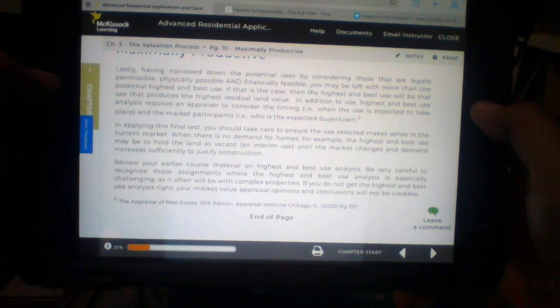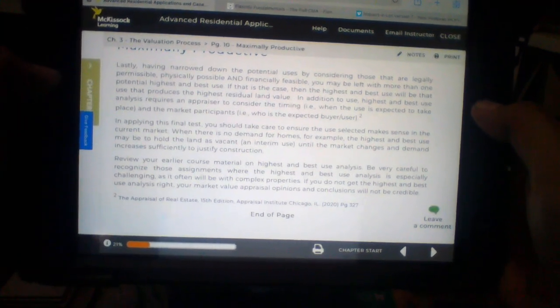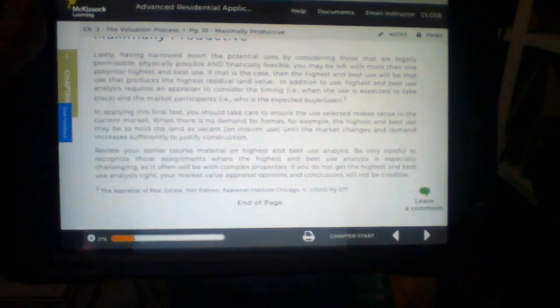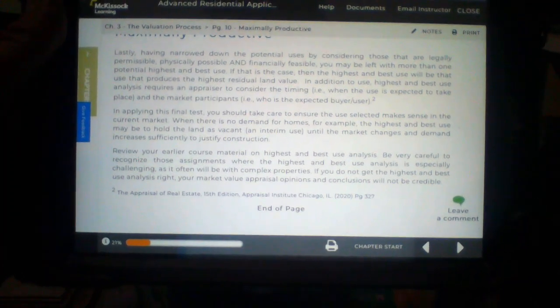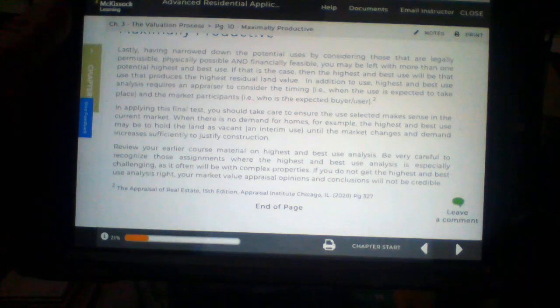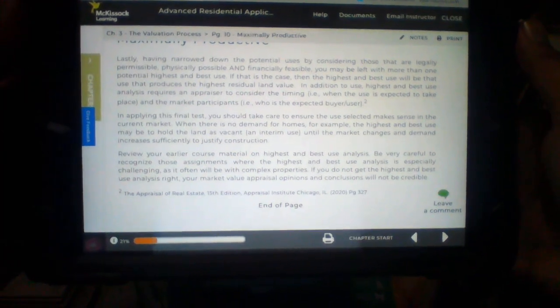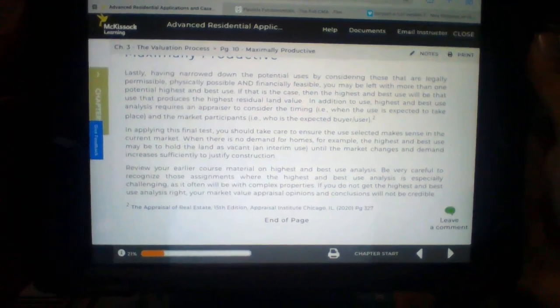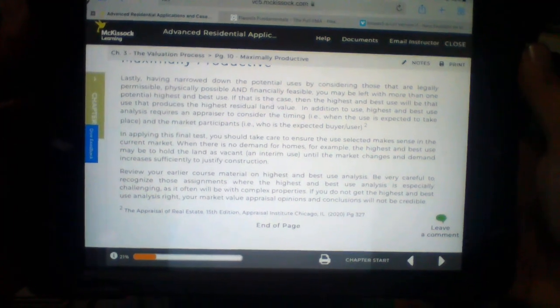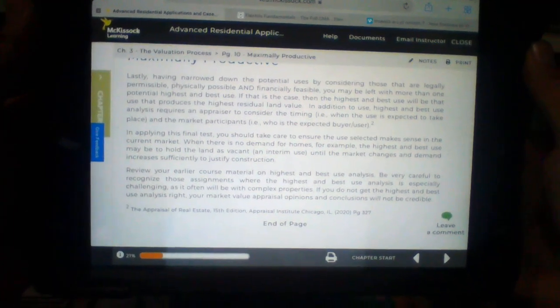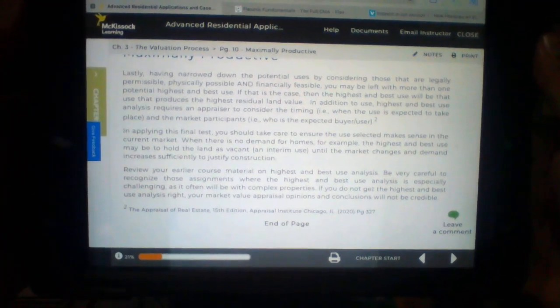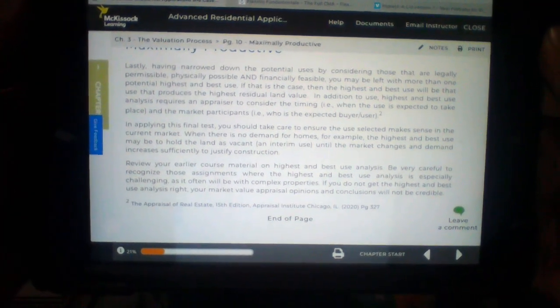For instance, when the use is expected to take place, and the market participants, for instance, who is the expected buyer/user. In applying this final test, you should take care to ensure the use selected makes sense in the current market. When there is no demand for homes, for example, the highest and best use may be to hold the land as vacant. That's called an interim use, until the market changes and demand increases sufficiently to justify construction.